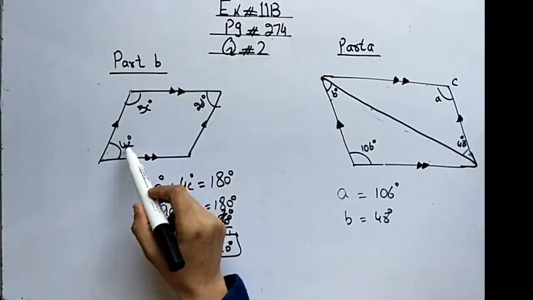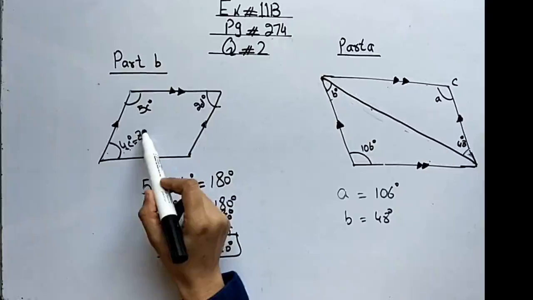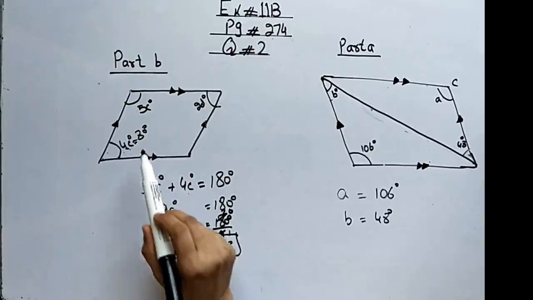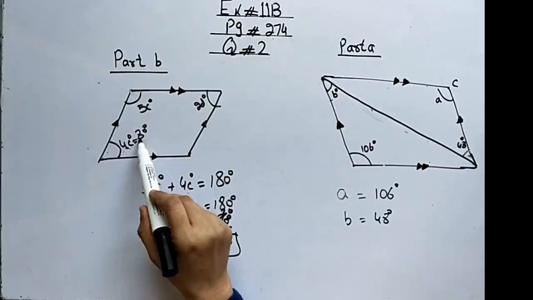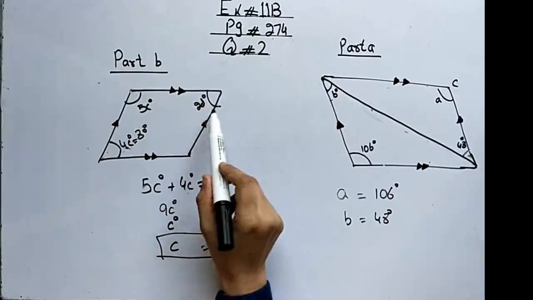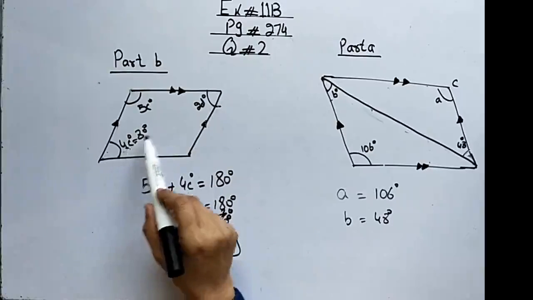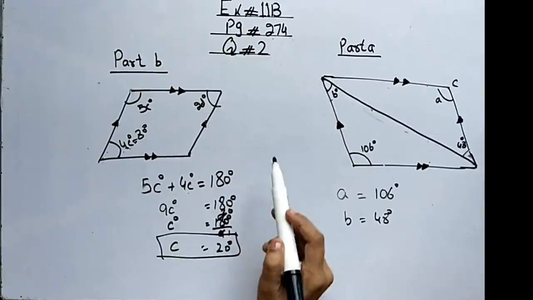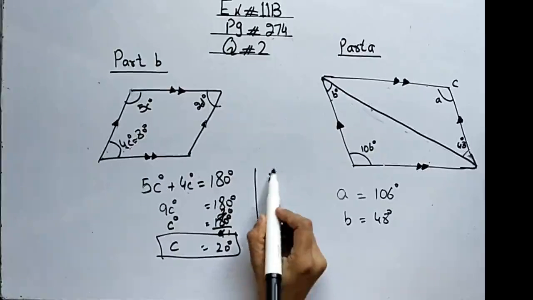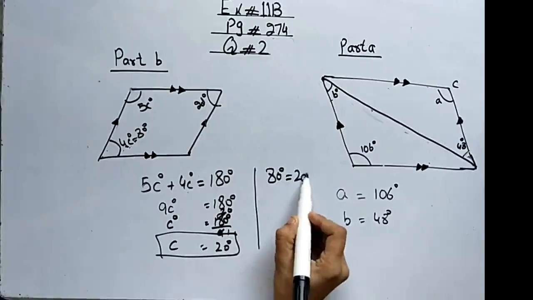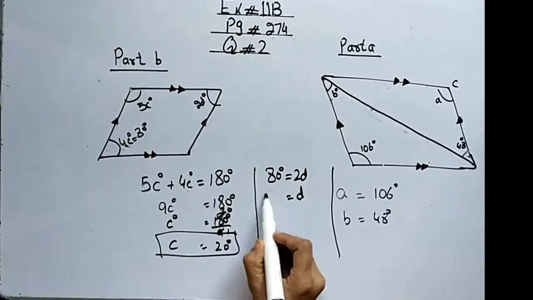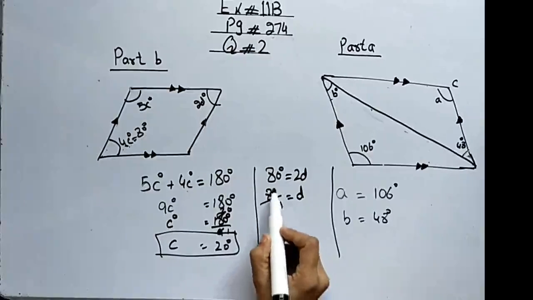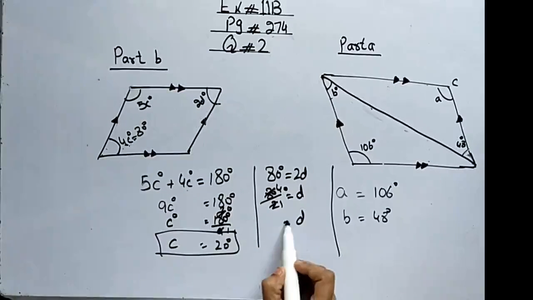Now look here. This angle will become 80 degrees. And now we want to find D, and we know another property of the parallelogram, that the opposite angles are equal. So these two angles are equal. So 80 degrees is equal to 2D. So leave the D here. 80 divided by 2: 2 fours are 8, 2 zeros are 0. So D is equal to 40 degrees.